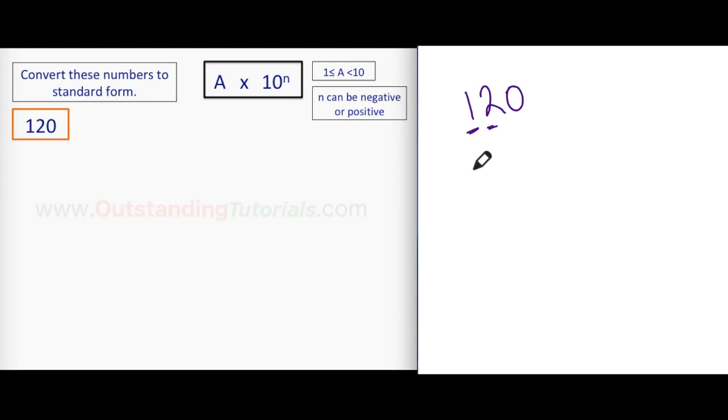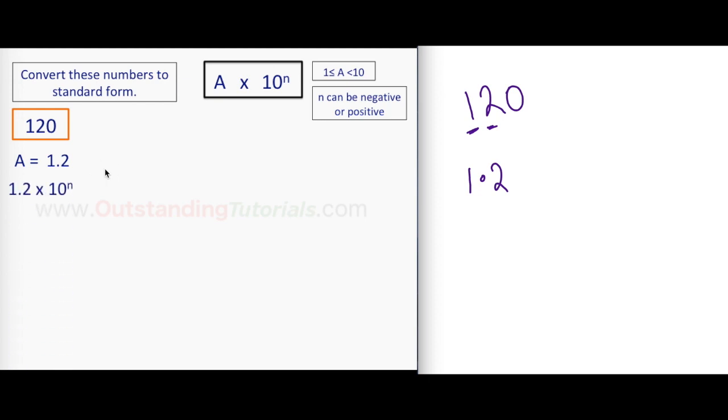The only number that can exist that includes the 1, 2, and is between 1 and 10 will be 1.2. It's the only number that is possible with those digits. That's why A can be unique. So we say A must be 1.2. Then we say, okay, if A is 1.2, what do I times 1.2 by to get 120?